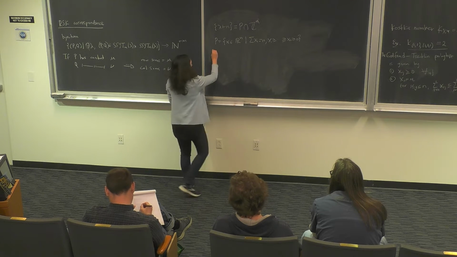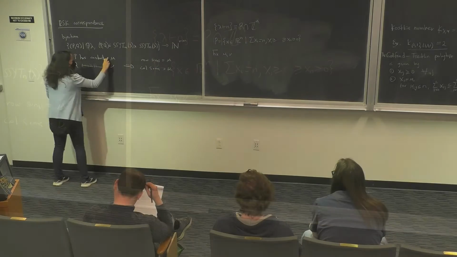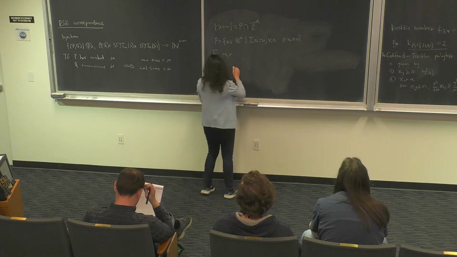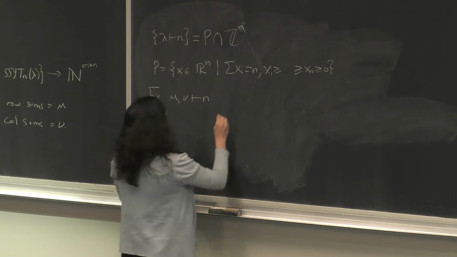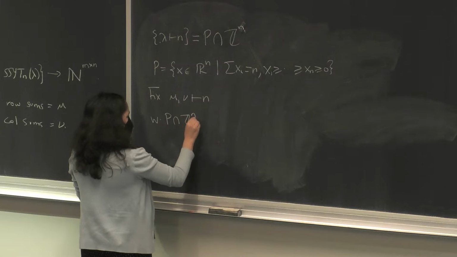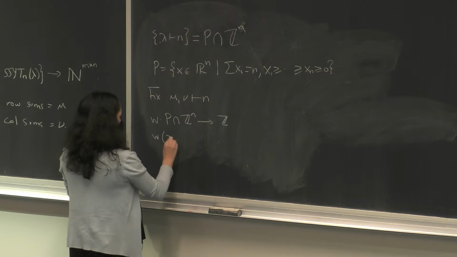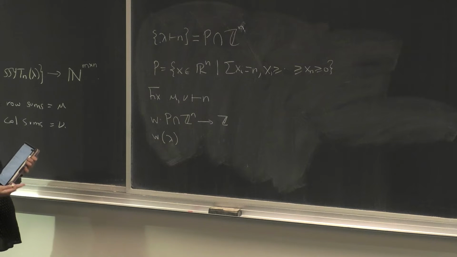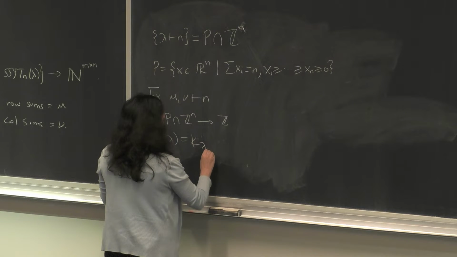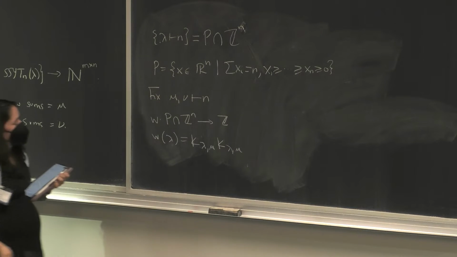And now we're going to fix a pair, because I'm going to look at this bijection after fixing these two, mu and nu. So we're going to fix mu and nu, and we're going to consider a function that is given by W of lambda. So if you have a lattice point in that polytope, it's going to be equal to the product of these two Kostka numbers. Okay?